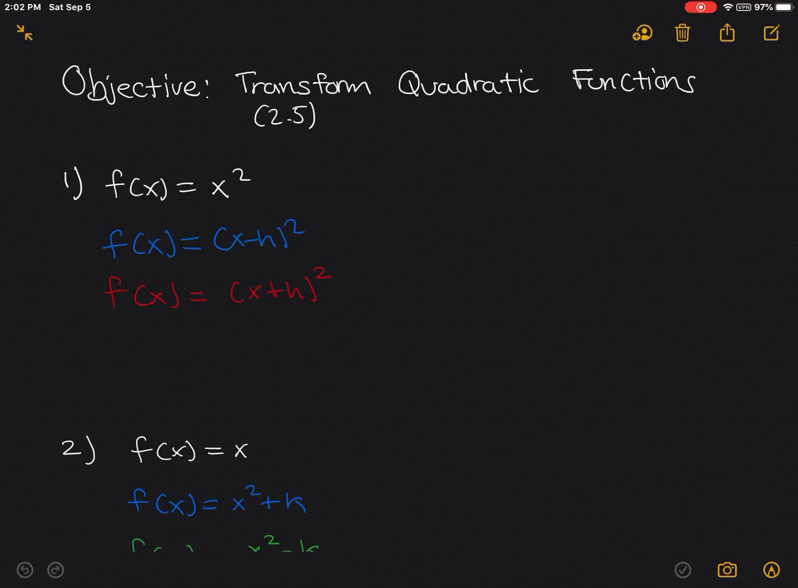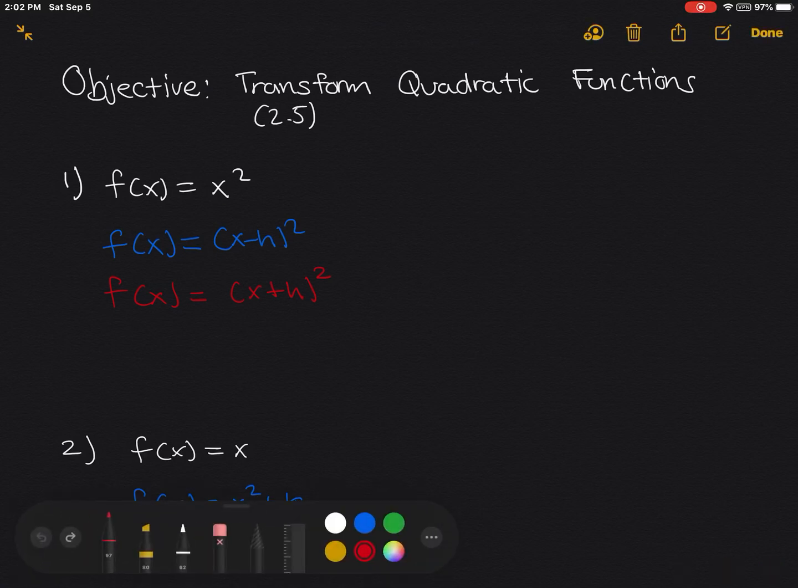All right, so let's move on to section 2.5. We're going to transform quadratic functions. All the rules that I gave you guys earlier in chapter 2 apply here, okay? So the only difference is we're applying it to quadratic functions. So all the rules were transformations. So over here I have a quadratic function, and it's going to be centered at the origin.